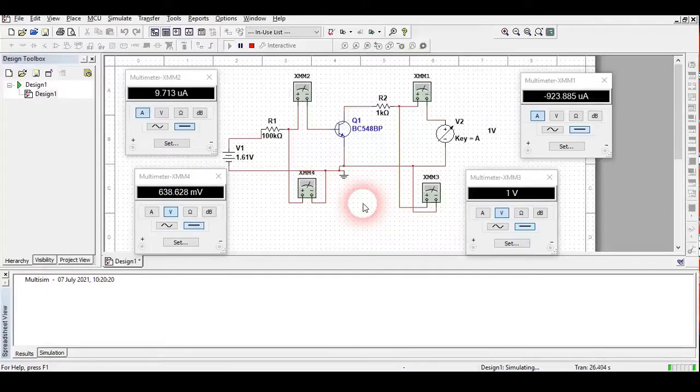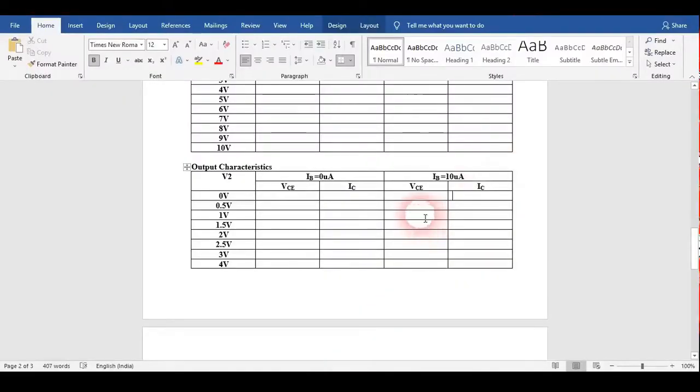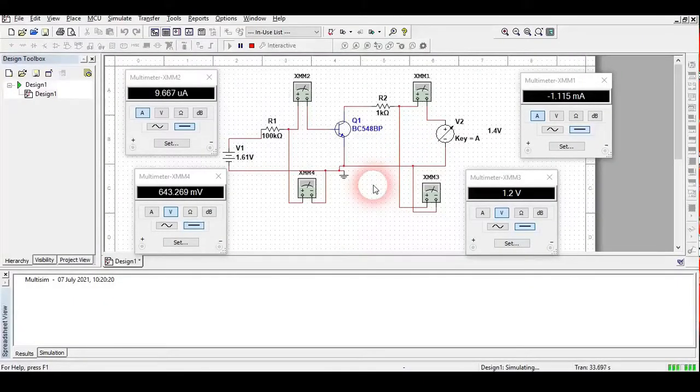Okay, and for different values of voltage here in part A, we can see that we are getting different values of this current and this voltage. So we are going to use this voltage and this current to fill in this observation, and we will consider that IB is around 10 microampere only. And when we change the value, just look here, the current became 9.5 microampere, so this needed to be rectified.